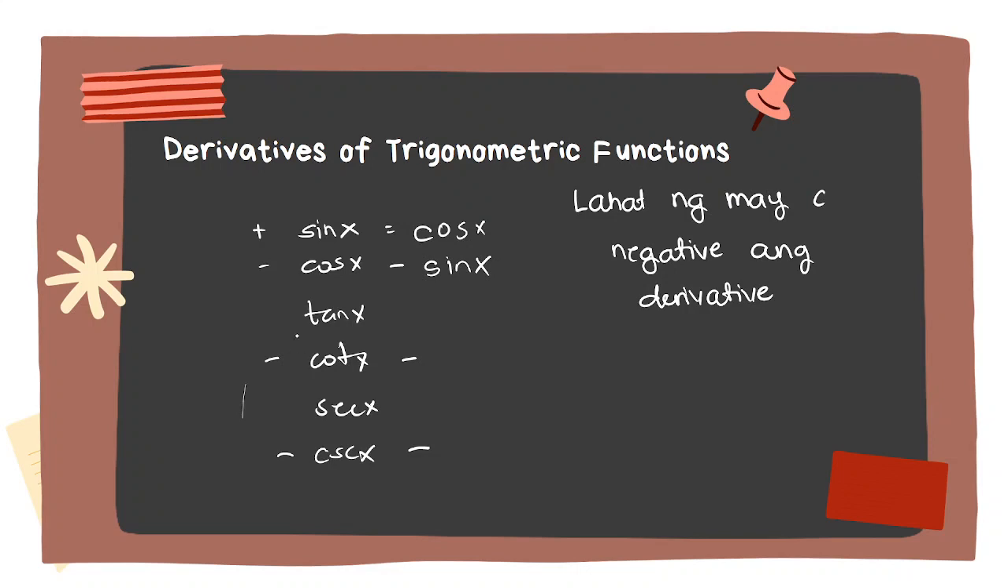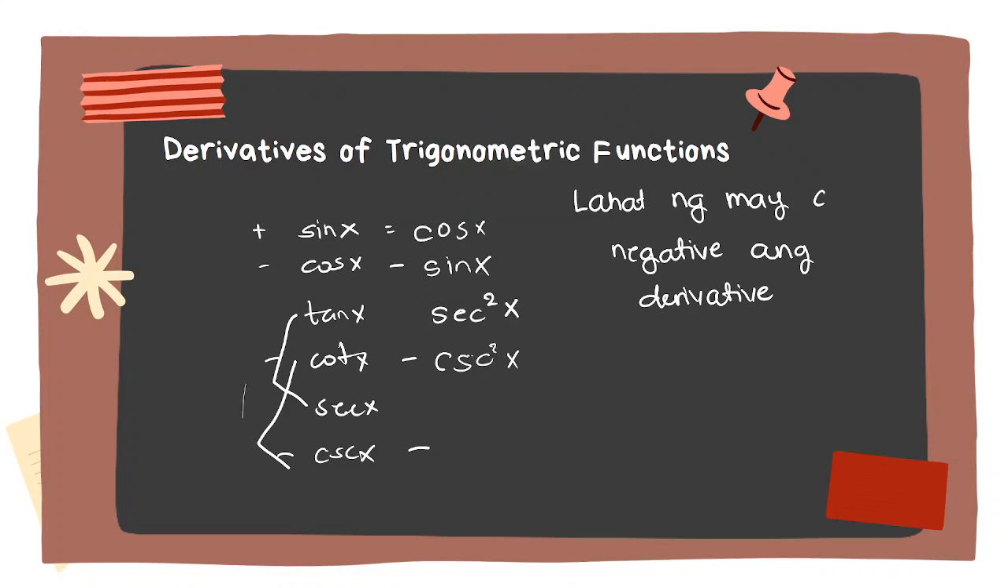Tama? So, ipag-partnerin mo si tan at sec, si cot at si cosecant x. Ngayon, ano yung derivative ng tan x based sa pagkatapat natin? Sec squared x. Tama? O, anong katapat ng cot x, Mr. Yaya? Cosecant x. So, therefore, cosecant squared x ang derivative niya.